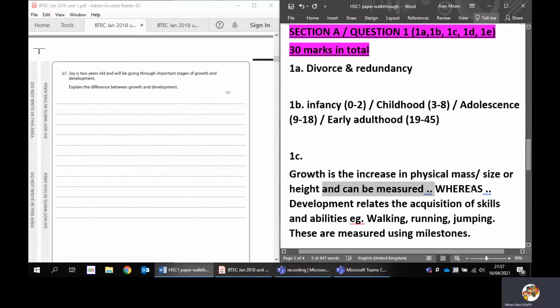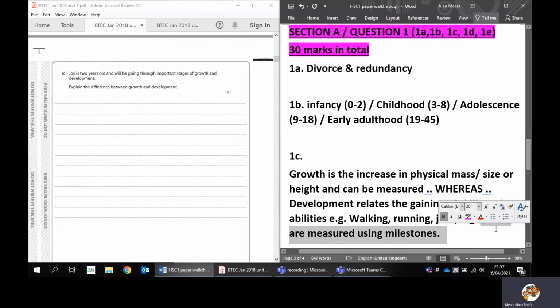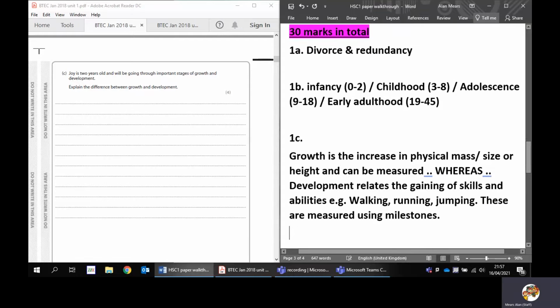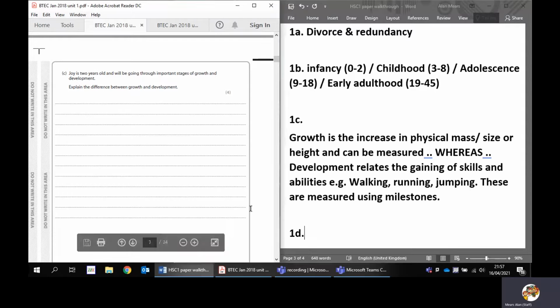So I've made 2 points. I've then got whereas, our middle ground seesaw word, and then development relates to acquisition of skills and abilities. Again, acquisition is a bit of a fancy word. Relates to the gaining of skills and abilities, e.g. walking, running, jumping. And then as a little extra bit there, these are measured using milestones. So I've covered a range of points. Essentially, that these are covered by milestones isn't necessary really, but it never hurts to put in that one extra little bit of detail if you've got the time to just make sure you meet the criteria.